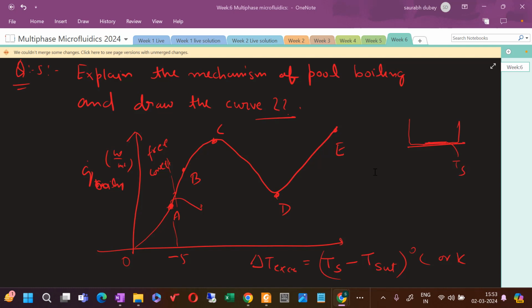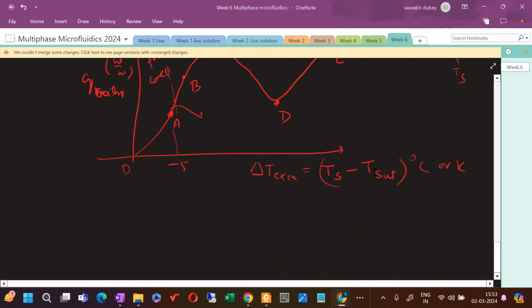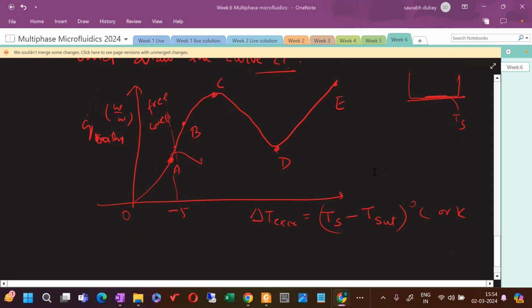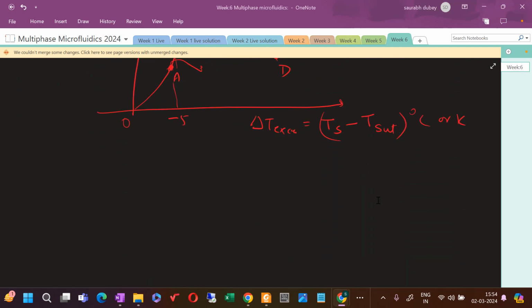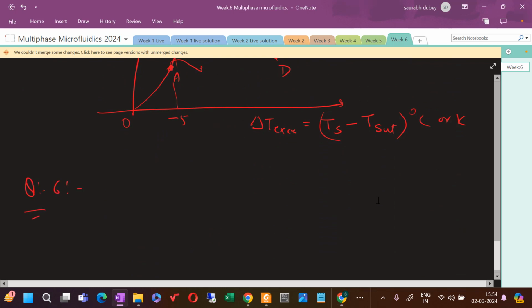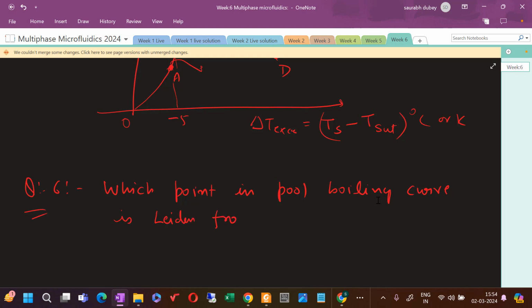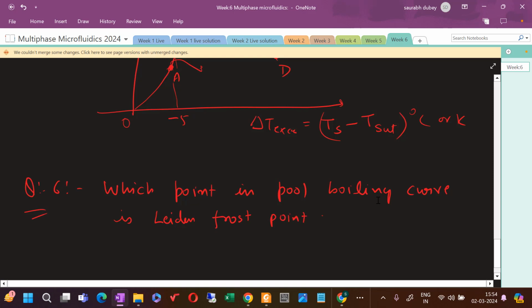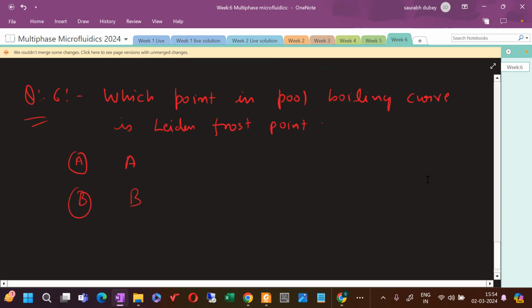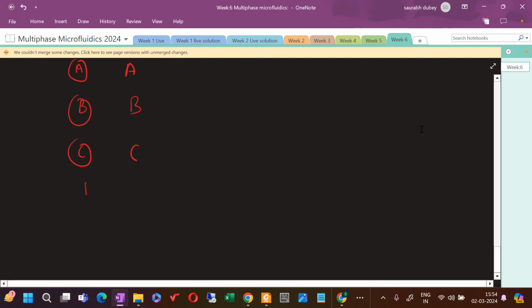So I had one question based on the Leidenfrost point. I will be keeping it up here. So the question is, question number 6: which point in the whole boiling curve is the Leidenfrost point? Options are, so you mention the above curve only. A is A, B is B, C is C, and D is D.